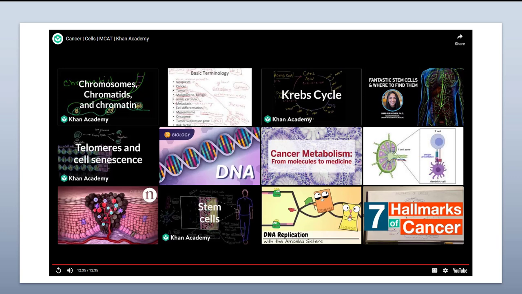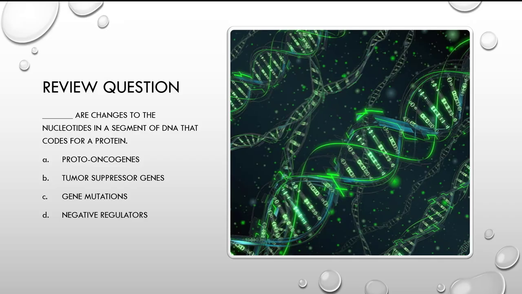So from that video, we see what cancer is, and if we bring it all together, we can see that cancer, being uncontrolled cell growth, is caused by mutations from the proto-oncogenes that become oncogenes, or mutations in tumor suppressor genes. Those are a couple of causes that can lead to cancer. Okay, so let's do a couple of review questions.